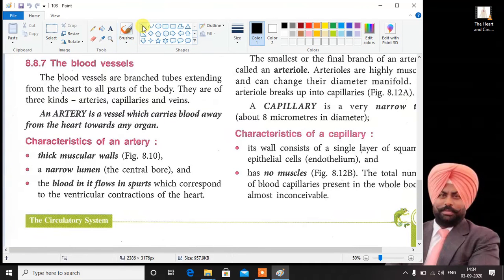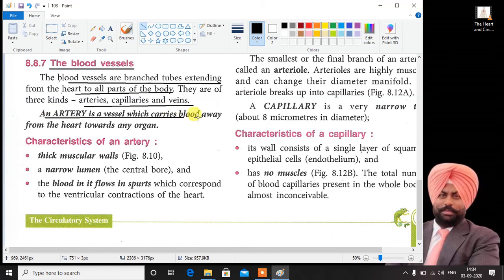In this video, we are going to discuss a few topics from the chapter Circulatory System from the book Concise Biology, class 10th. The topic is the blood vessels. The blood vessels carry blood and transport it from the heart to the different parts of the body. They are of mainly three types: arteries, capillaries and veins.